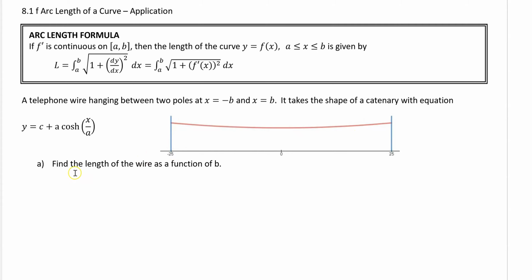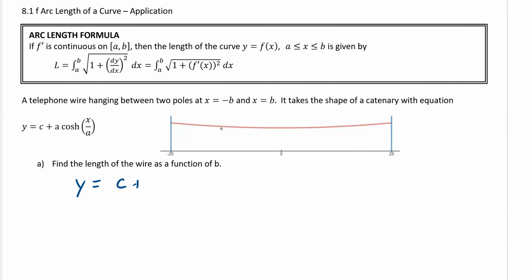All right, so first we have to find the length of the wire as a function of b. So we need to go from negative b to positive b. But an easier way to do this is we're going to go from 0 to b and then just double it. First we have to find our derivative, then square it, then add 1, then take the square root, and then the integral. So let's start with just what y is.